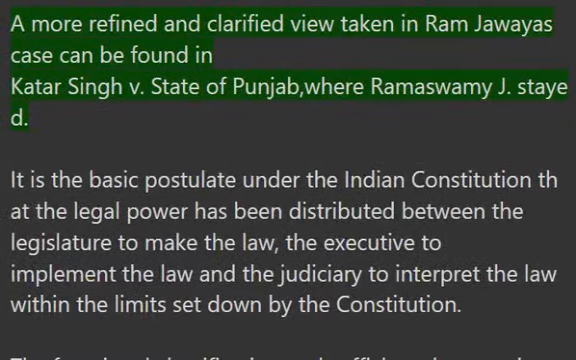A more refined and clarified view taken in Ram Jawaya's case can be found in Kartar Singh v. State of Punjab, where Ramaswamy J. stated: it is the basic postulate under the Indian Constitution that the legal power has been distributed between the legislature to make the law, the executive to implement the law, and the judiciary to interpret the law within the limits set down by the Constitution.